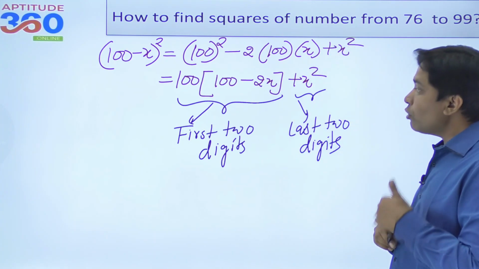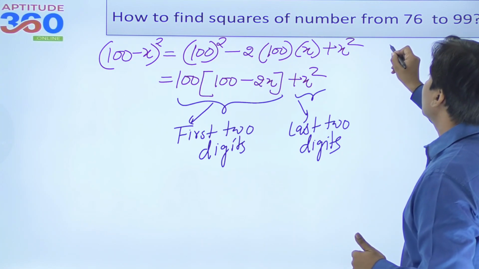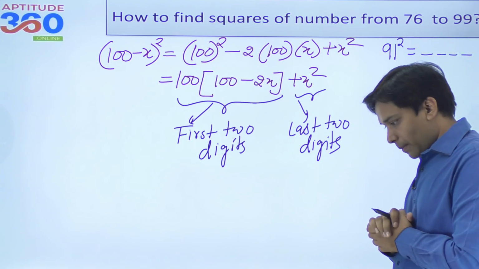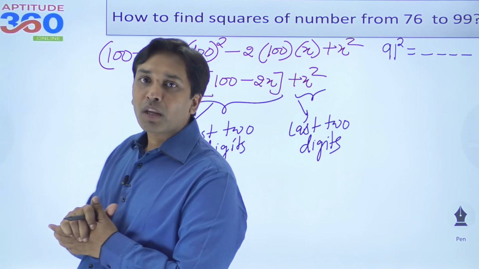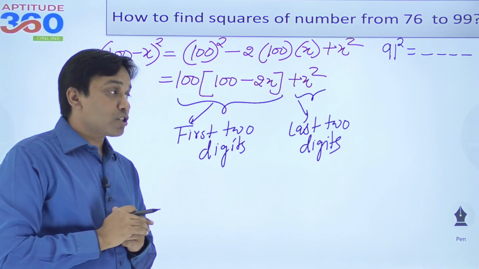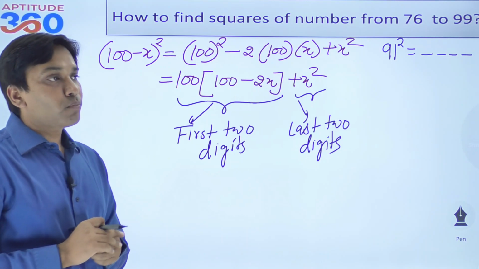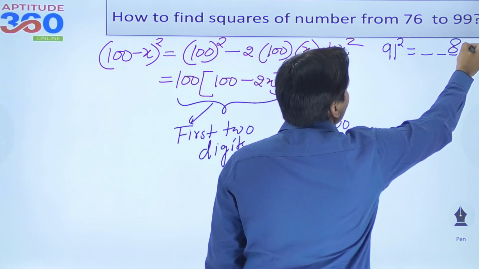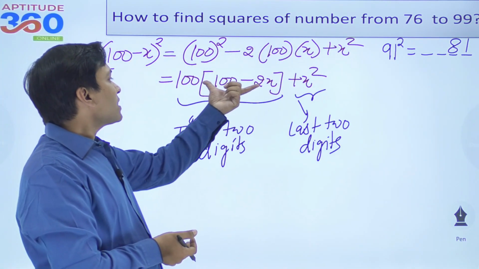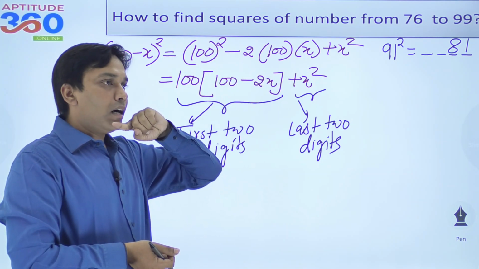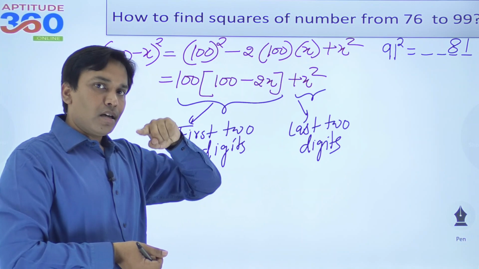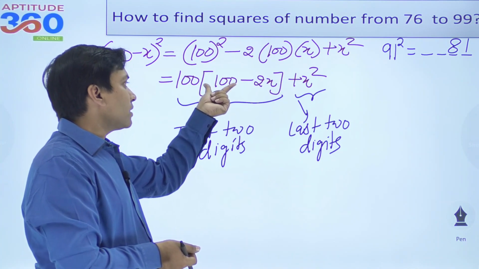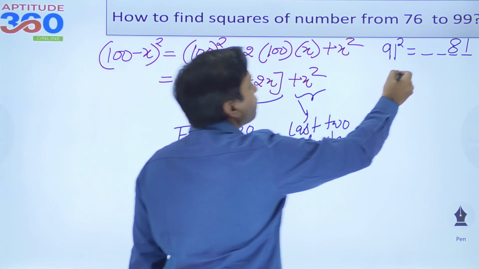Now, because you have done so many problems in this category, I'll find out 91 square. 91 square for sure has to be a 4-digit number. Does this make sense? 91 is how much less than 100? It is 9 less than 100. What is 9 square? 9 square is 81. That number is 81. Is that okay? What is the significance of this 2x? Understand this. Our x is 9. So x into 2 is 18. And if you subtract 100 minus 18, this number will come out as 82.